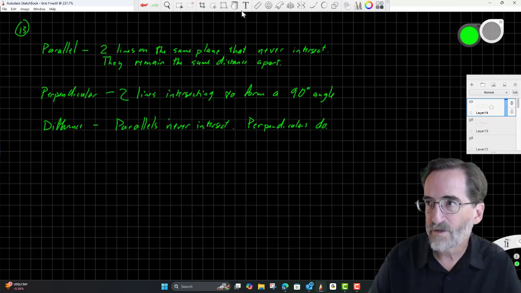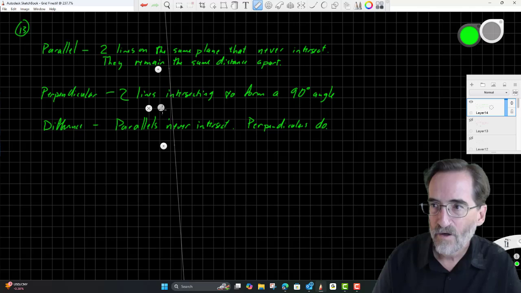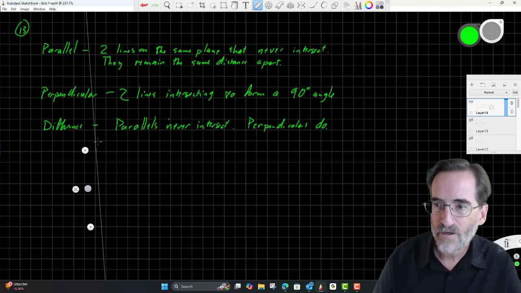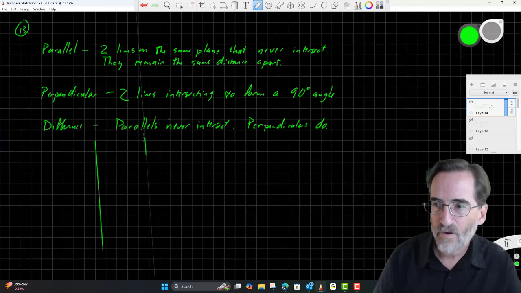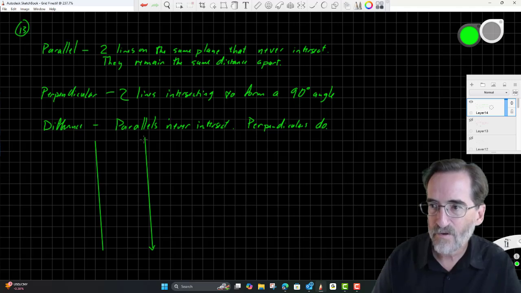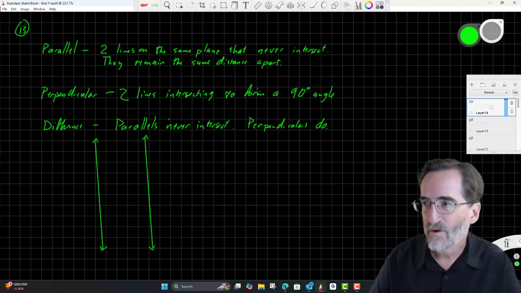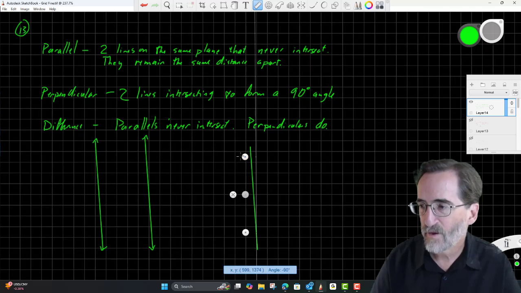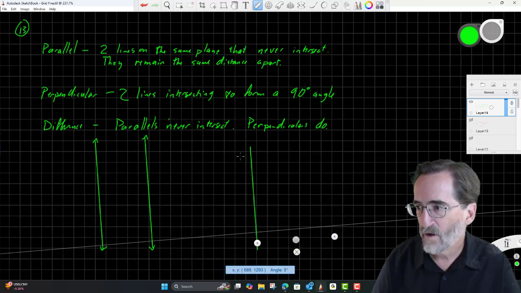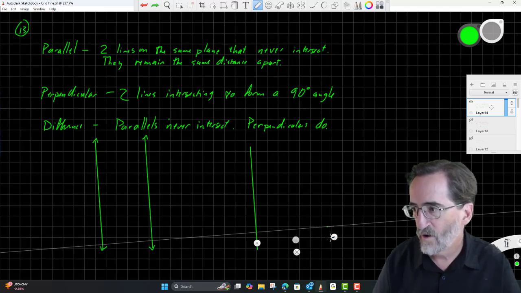Okay, and let's give an example of each. Two parallel lines, side by side together. No matter how far I extend it, it's going to be the same, same distance apart. Perpendicular: two lines intersecting to form a 90-degree angle.